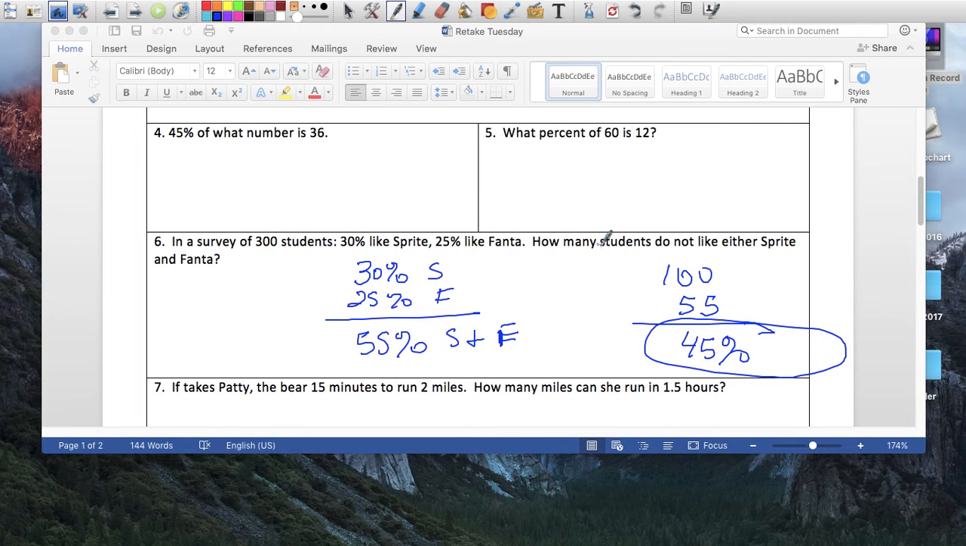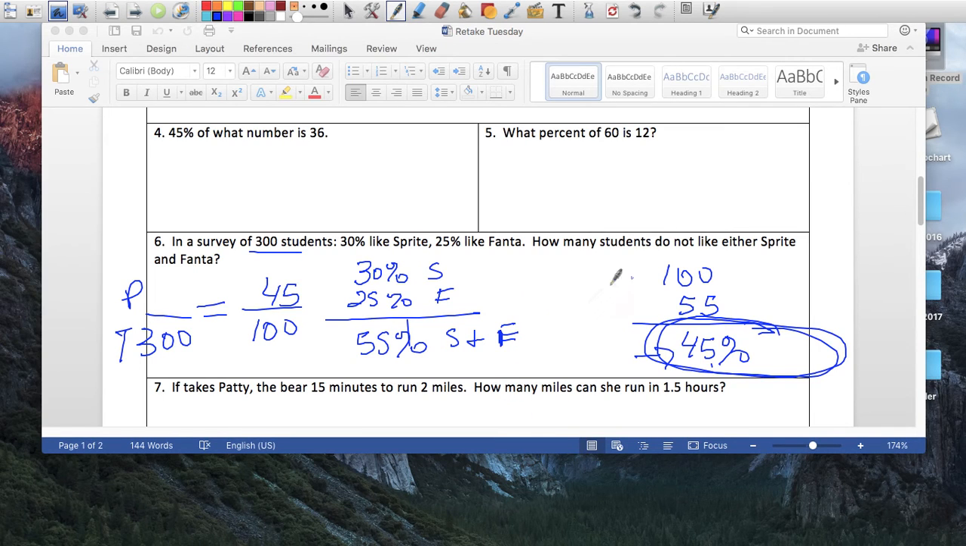So the question actually says, how many students would not like Sprite or Fanta? Well, 55% are the people that like Sprite and Fanta, and the 45% are the people that like something else. This is the people I care about. So let's set a proportion. 100, 45% is going to go on top. Part in total. Well, I know the total, 300 students. I want to know how many of these students are here.